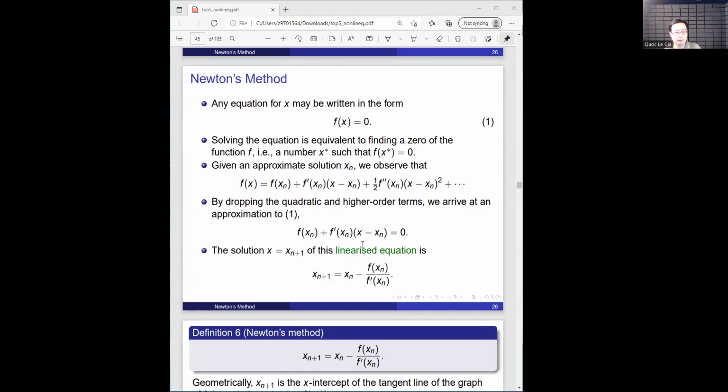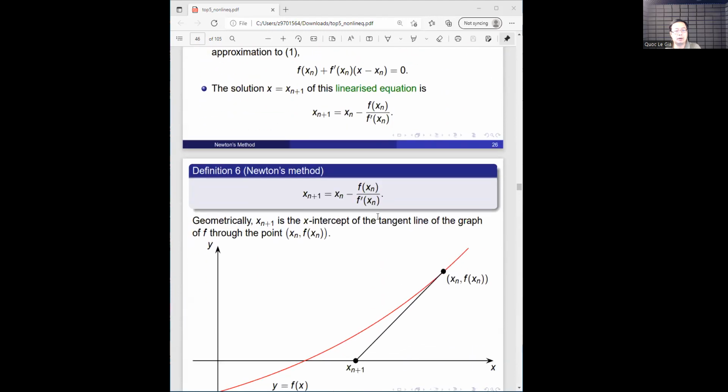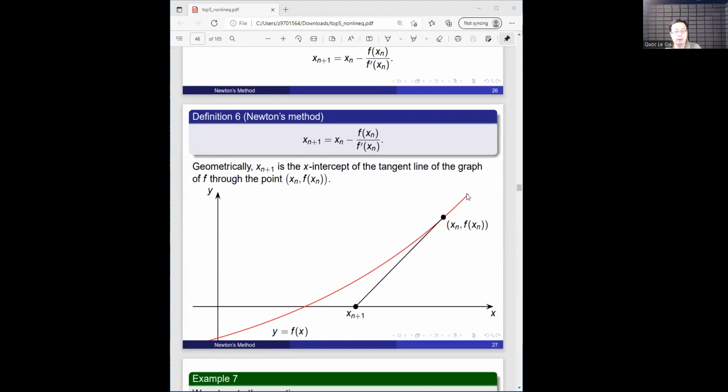So Newton method, if you remember the picture, it looked like this. You have a curve, the red curve, and you start at the point x_n, and you draw a tangent line, okay? And then you let the tangent line cut the x axis, and this is your new point. And then from x_{n+1}, you can draw another tangent line, and it will cut the x axis at x_{n+2} and so on.